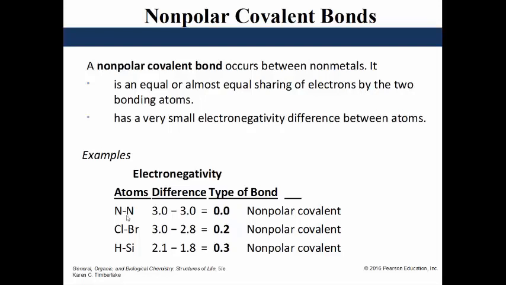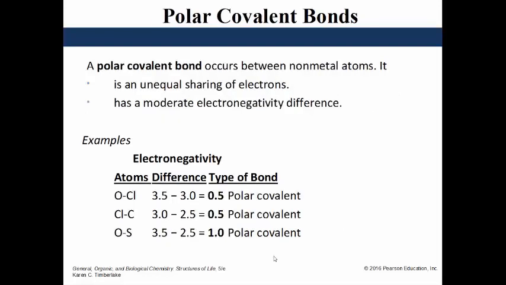Nitrogen is another example of a diatomic element. There are 2 nitrogens whenever it's found naturally. It's like with hydrogen, so there's going to be no difference in electronegativity. That's nonpolar covalent. Chlorine and bromine, a very, very small difference, is also going to be nonpolar covalent. And hydrogen and silicon, a very, very small difference also. So because that difference of electronegativity is either very, very small or almost 0, that's considered to be a nonpolar covalent bond.